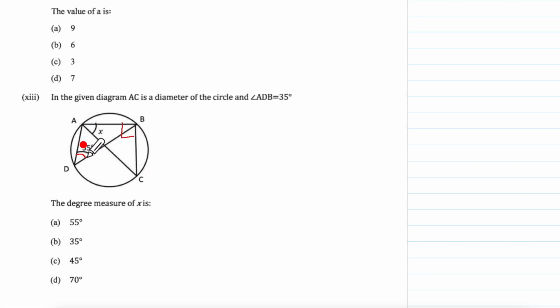Now look at this ADB. It has been subtended by this arc. Now this arc subtends this angle as well. So this angle also is 35 degrees. So x and 35 are going to be complementary angles. So x is going to be equal to 90 minus 35, which is going to be 55 degrees. Where is it? Here. Let us move to the 14th part.